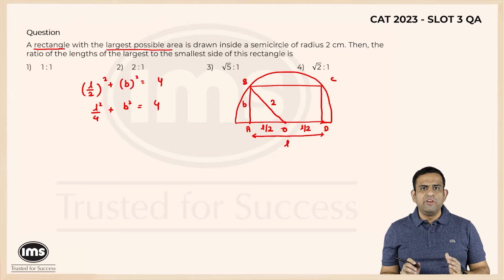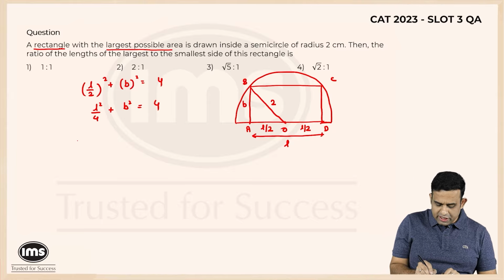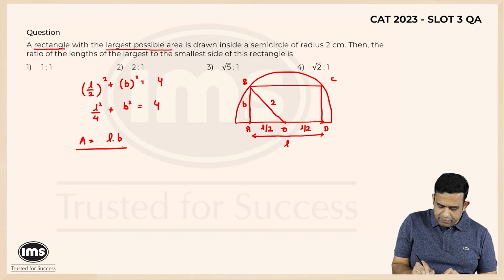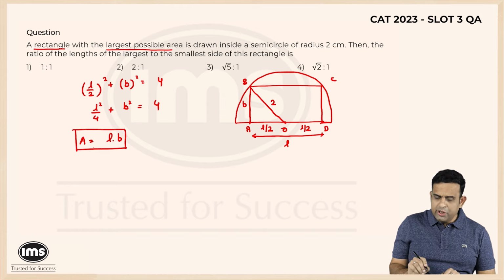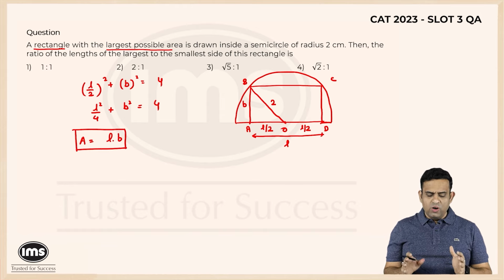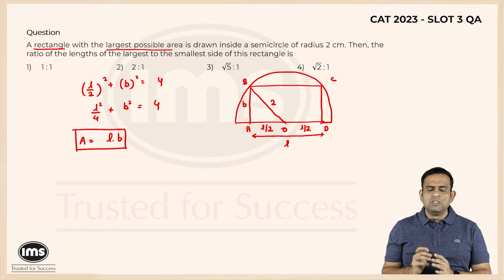Now, the task is what? We need to maximize the area. So what is the area of this rectangle? One can say it has to be nothing but L into B. So this area needs to be maximized. Now, what we have is something like L square upon 4 and a B square term. So in this particular case, my task is to maximize the product.